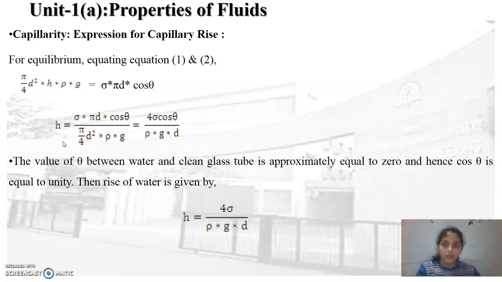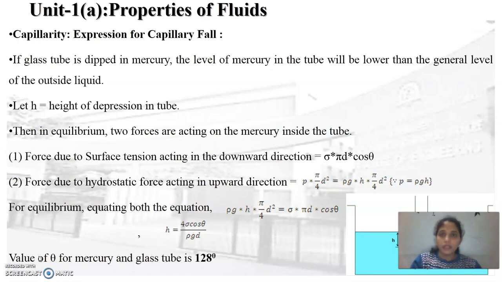Theta is the angle between the water and clean glass tube, which is approximately 0. The value of cos 0 is 1. So the rise of liquid level in the tube h is given by the expression 4 sigma upon rho g d. Similarly, we can derive the expression for capillary fall.